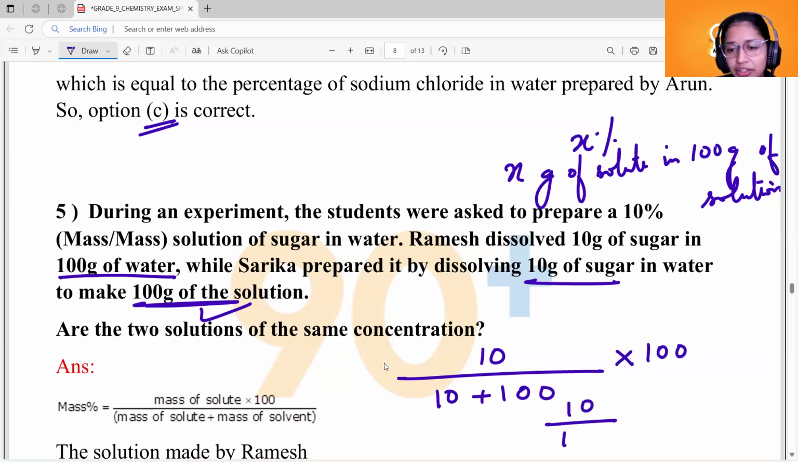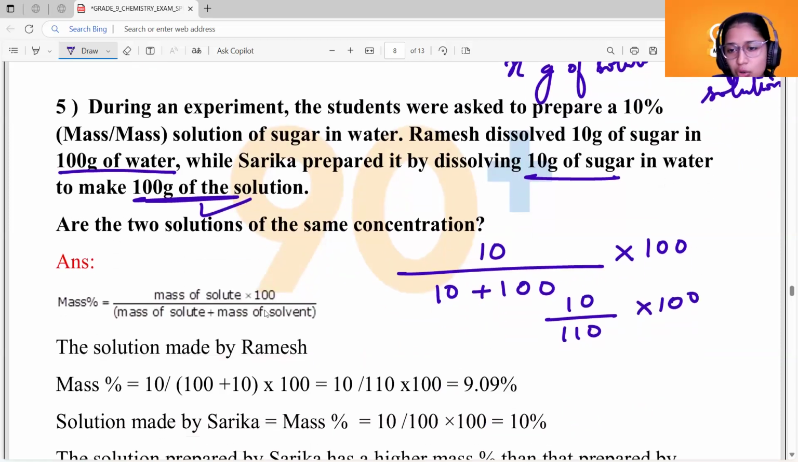So 10 by 110 into 100. What is the answer to this? This is equal to 9.09 percentage.